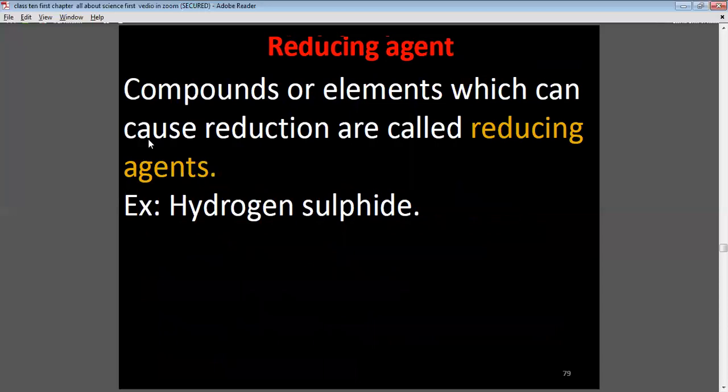Reducing agent. What do you mean by reducing agent? Compounds or elements which can cause reduction are called reducing agents. For example, hydrogen sulfide.